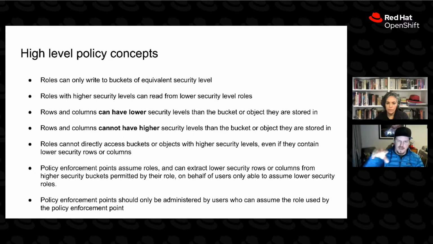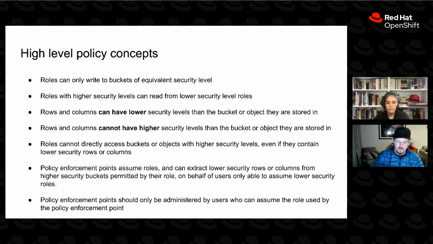Rows and columns cannot have higher secret labels than the bucket because they could access the whole object, and that would compromise the security. The roles can't directly access buckets or objects with higher security, even if they have lower security rows or columns.